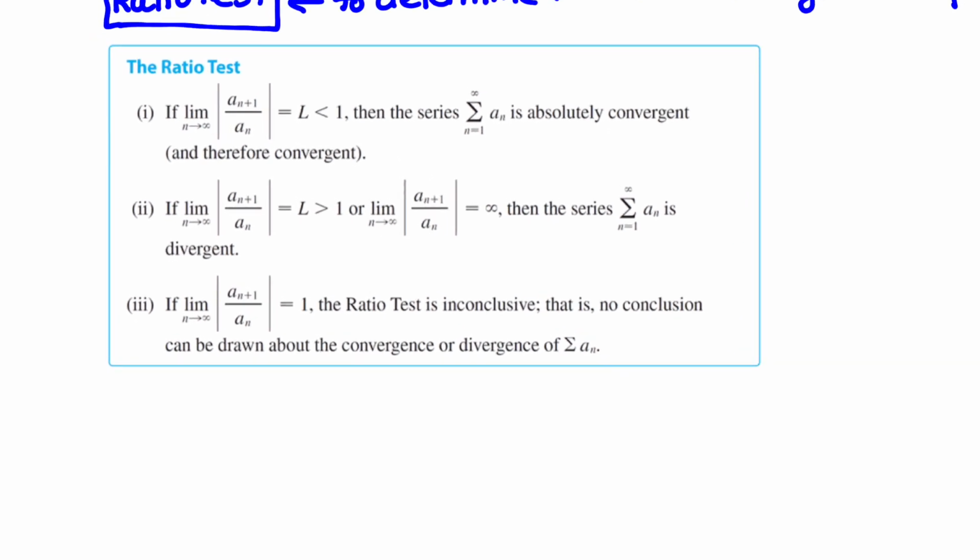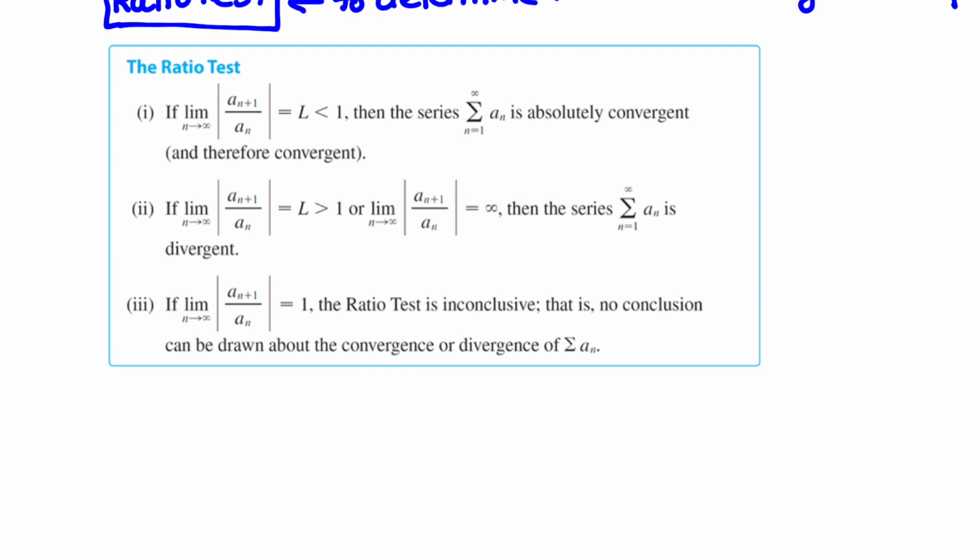then that number, if it's less than 1, is where the series converges. If that number is greater than 1, then that's where the series diverges. If that number equals 1, well, that means it's inconclusive. The ratio test doesn't work when you're having a limit of 1, and therefore you have to do something else to figure out what's happening.